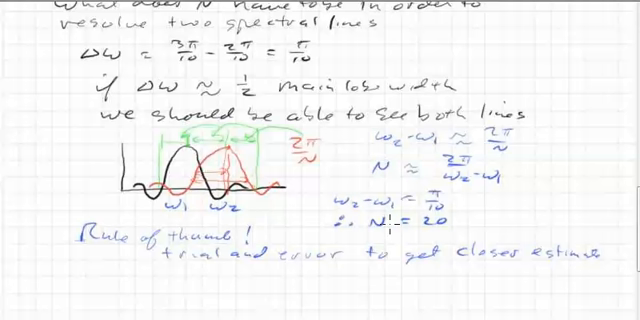If we need to observe 20 samples in order to see two spectral lines, and this is a really rough kind of an estimate, but it gives us a place to start, because otherwise we wouldn't know if we needed 20 or 2,000. So this gives us an idea of how many samples we need for this particular example.